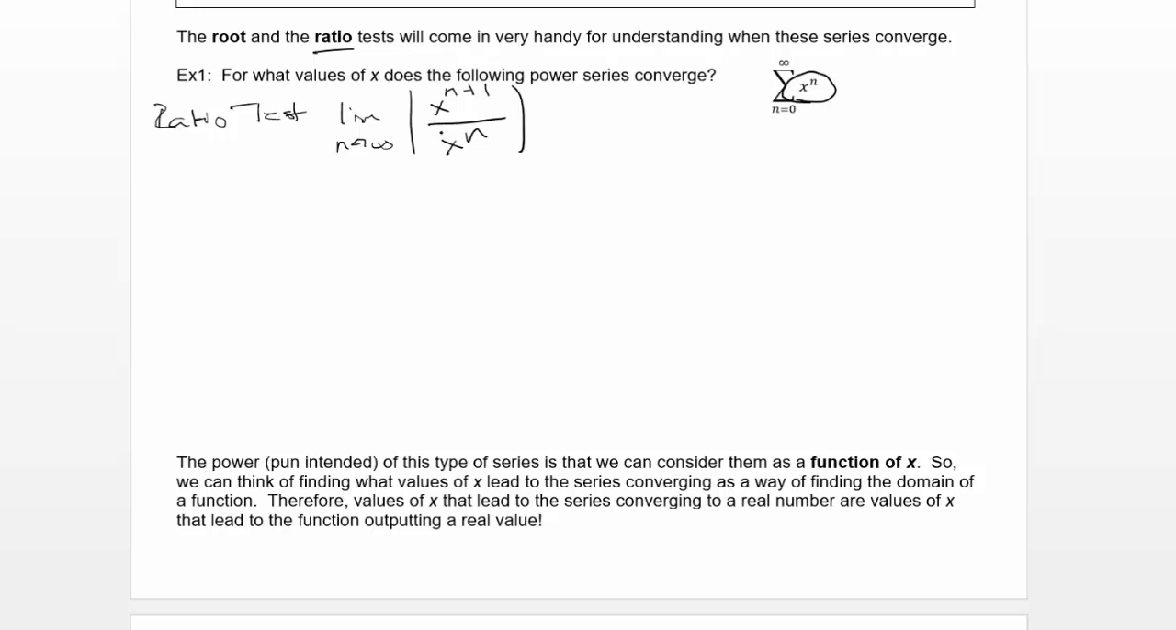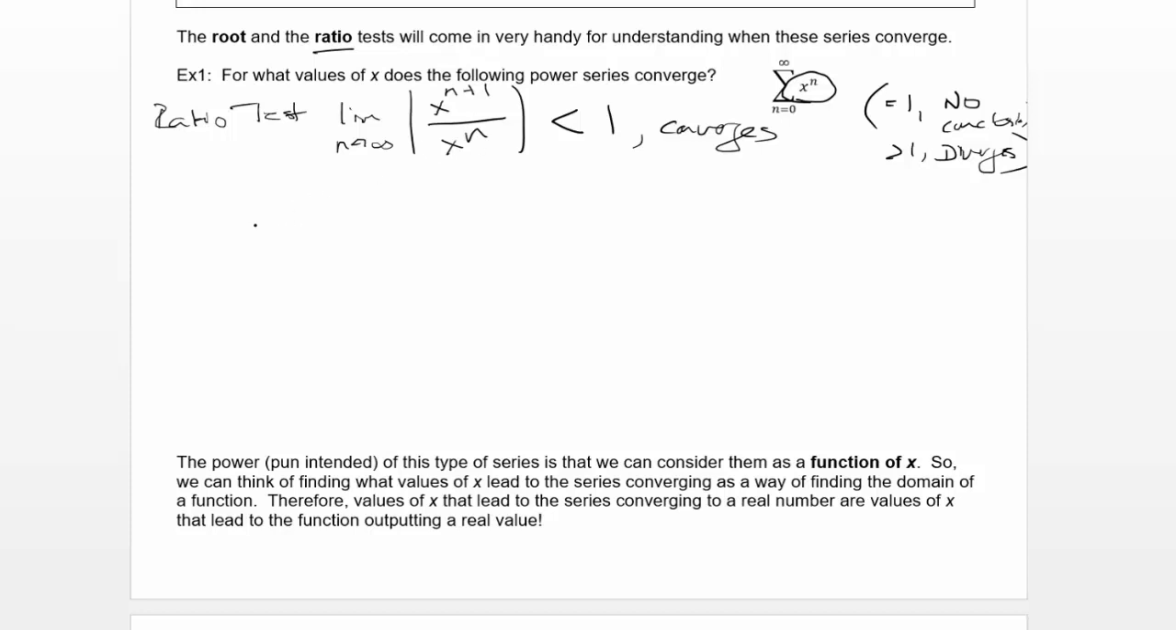And the ratio test says that when this limit, of the n plus first term divided by the nth term, is less than 1, this converges. Recall also, when it equals 1, there's no conclusion. And when it's greater than 1, it diverges. So we'd like to choose what x's we can plug in here so that this limit is always less than 1.